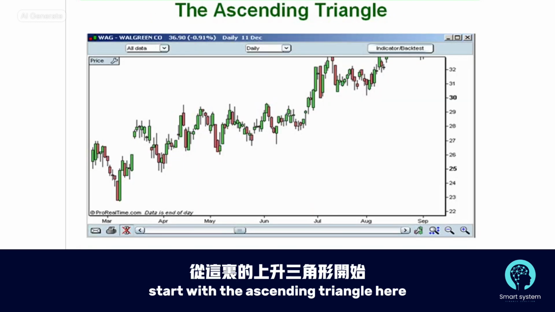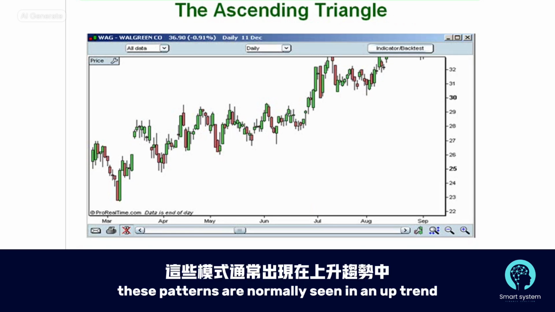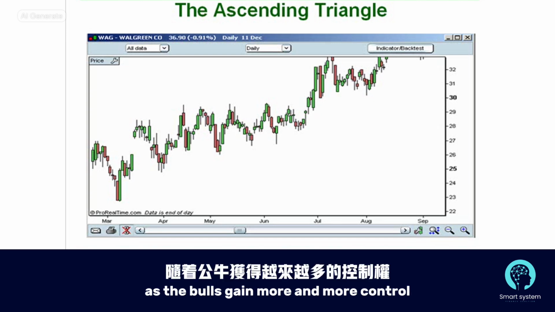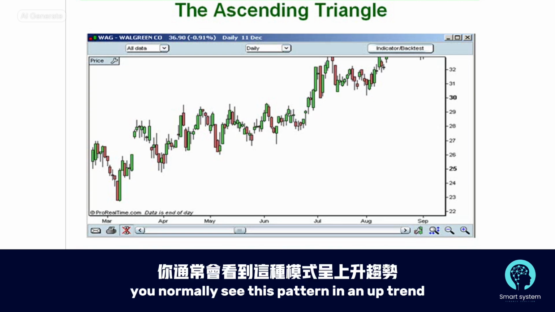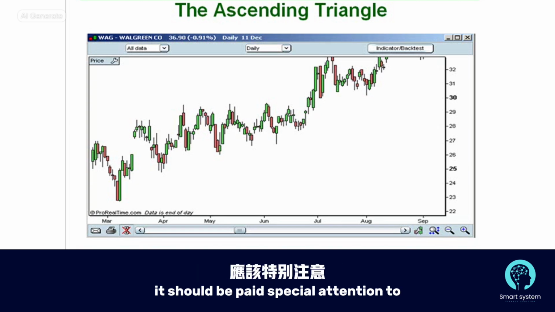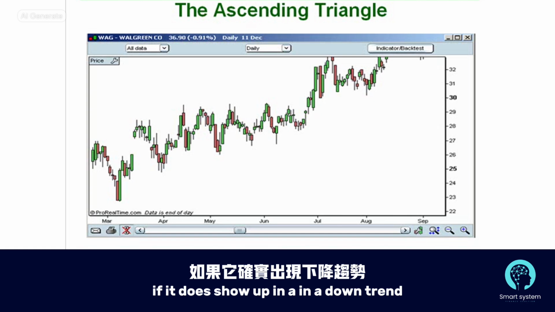Take a look here. Start with the ascending triangle. The ascending triangle is formed when the market makes higher lows and the same level highs. These patterns are normally seen in an uptrend and viewed as a continuation pattern as the bulls gain more and more control, running up to the top resistance line of the pattern. You normally see this pattern in an uptrend. If you do see it in a downtrend, it should be paid special attention to, as it can be seen as a powerful reversal signal.